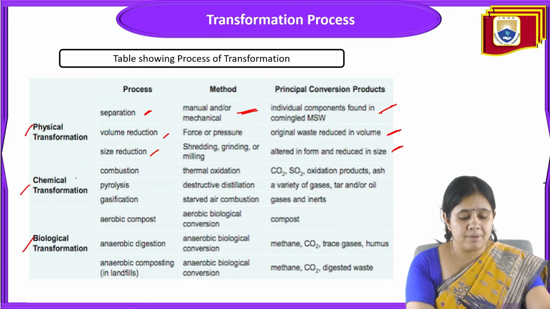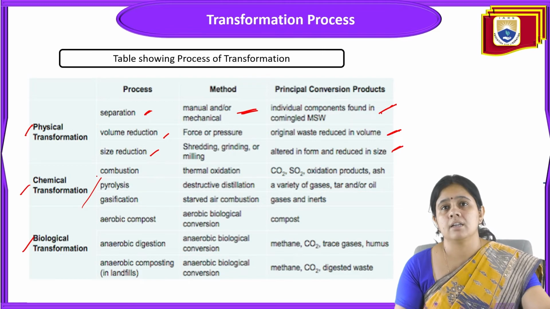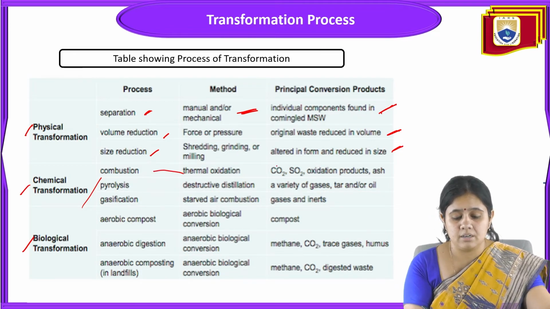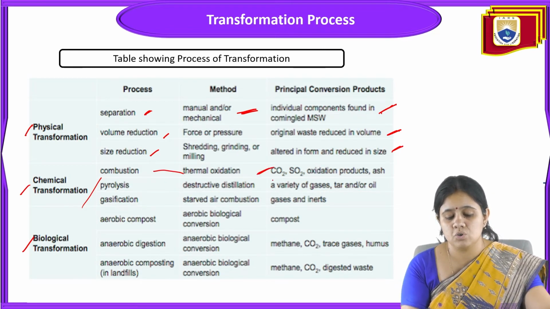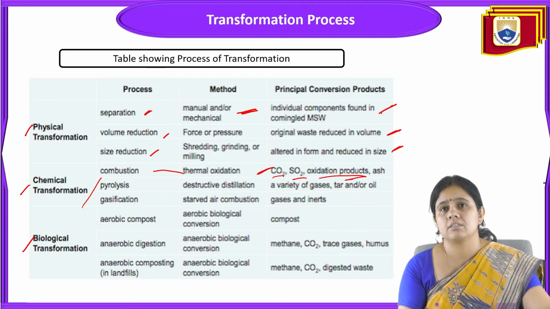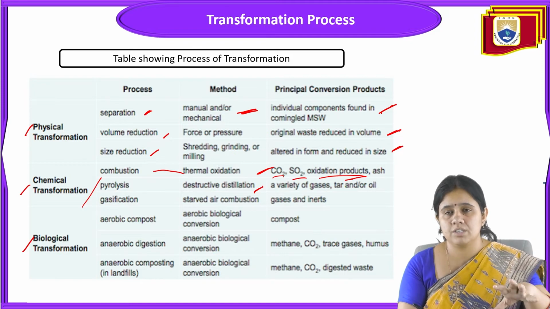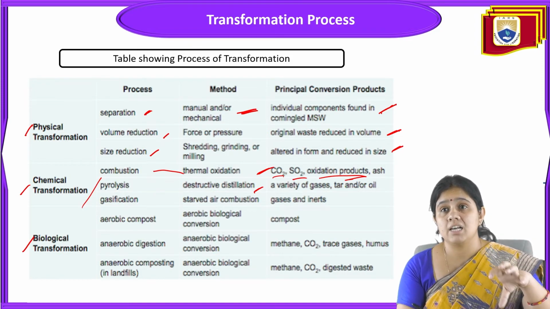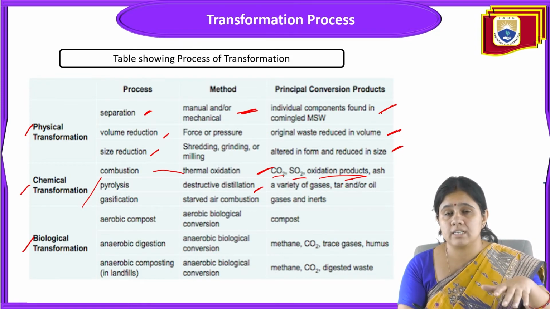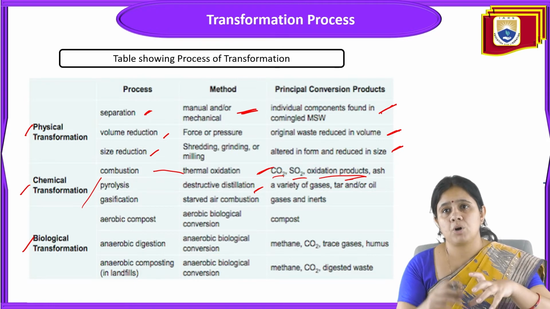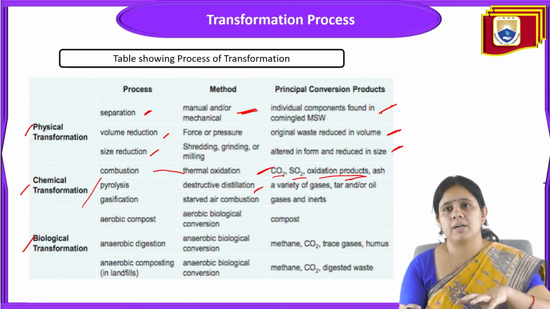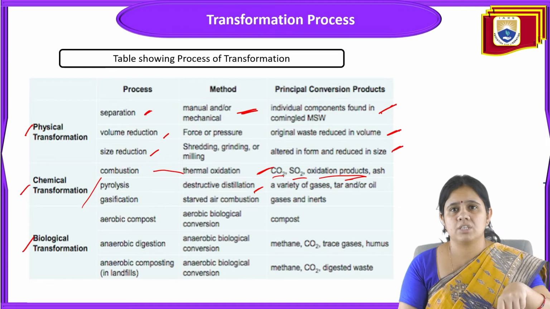And for the chemical transformation, the combustion process is there. Combustion involves thermal oxidation, and the oxidation products will be CO2 and SO2. Like this, the destructive distillation process is there. In destructive distillation, a variety of gases, tars and oils are produced. That is the pyrolysis process. Gasification is starved air combustion, and its products will be gases or some inert material.